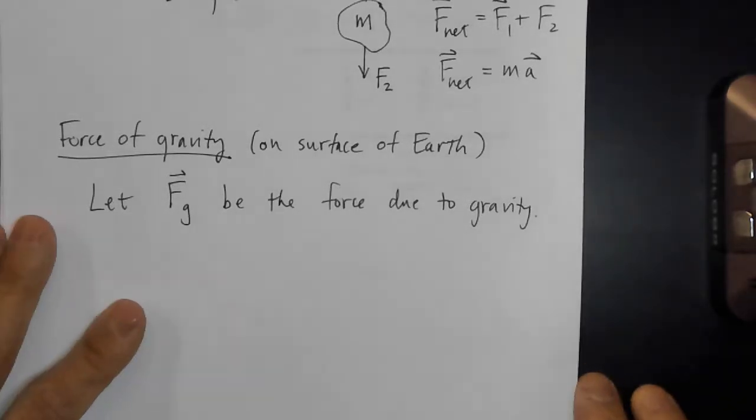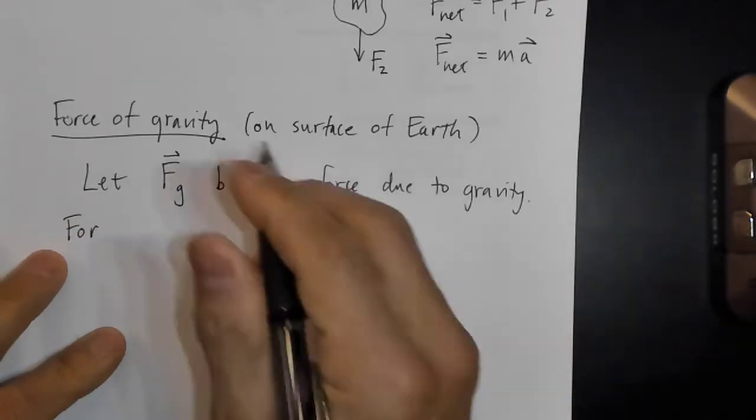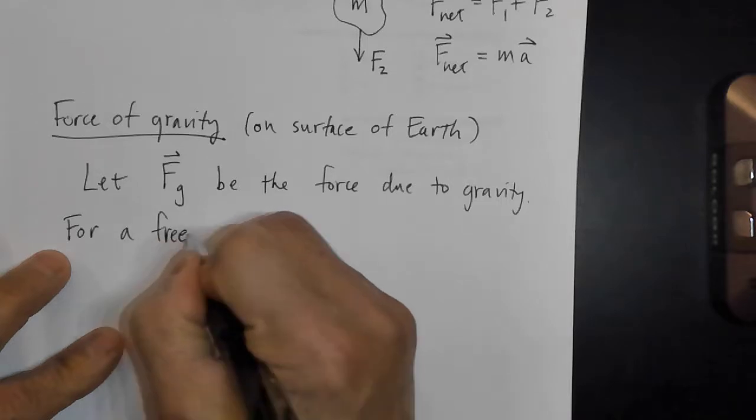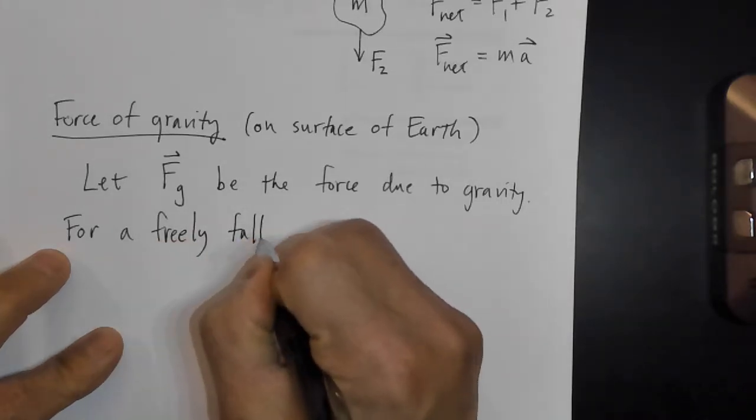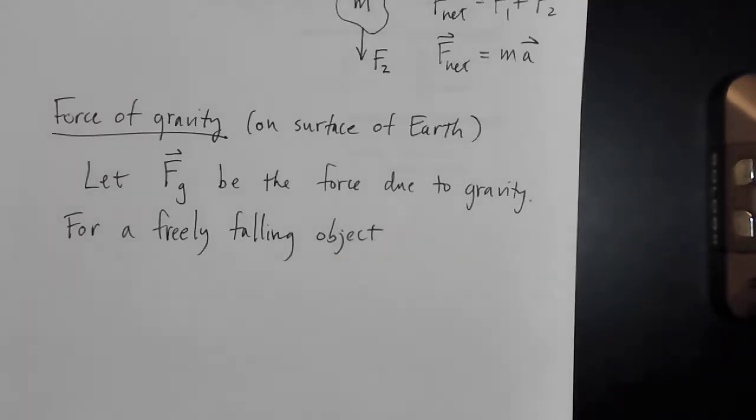So for a freely falling object. Okay, let me stop and say, what is a freely falling object? A freely falling object is exactly what you think it is. It's an object that's freely falling. You let it go and it free falls. Okay? As it's falling down, there's going to be a force on the object due to gravity.